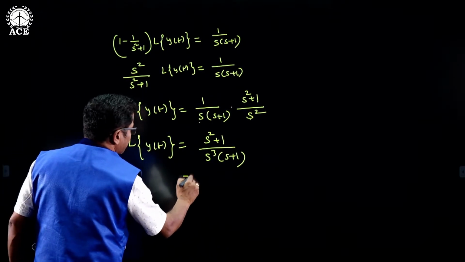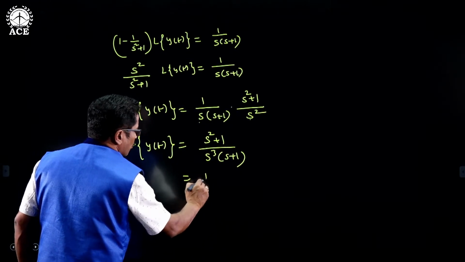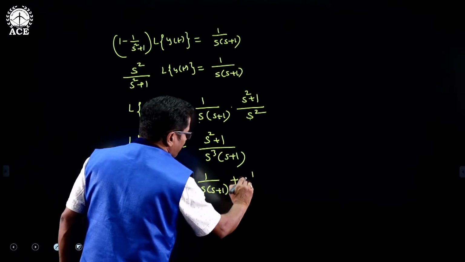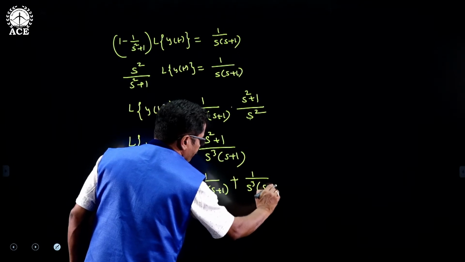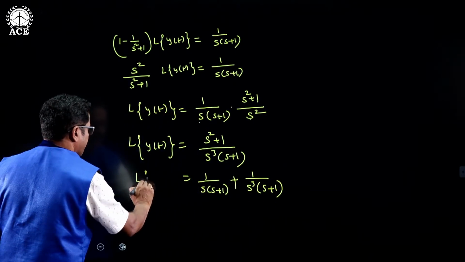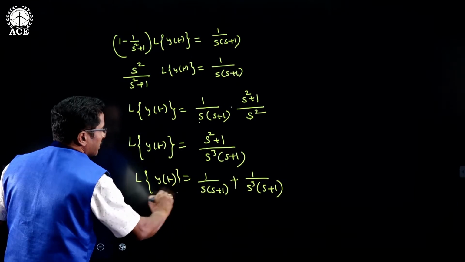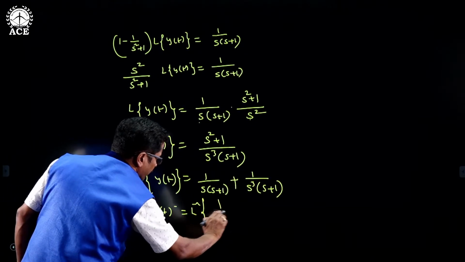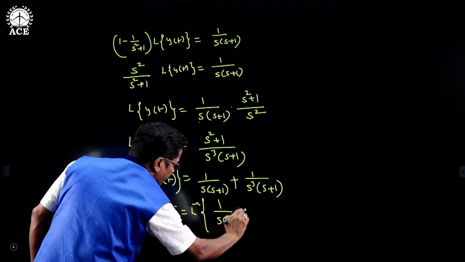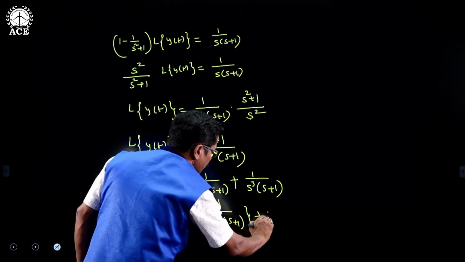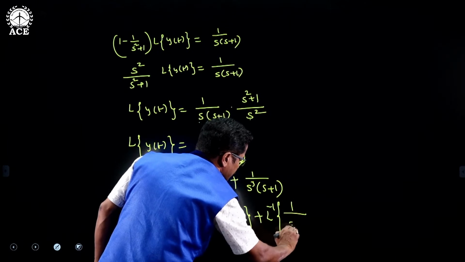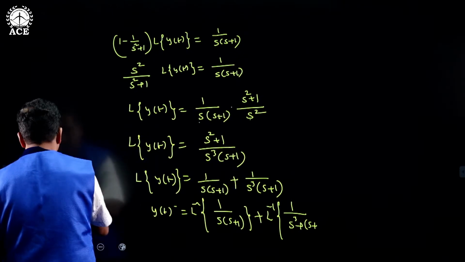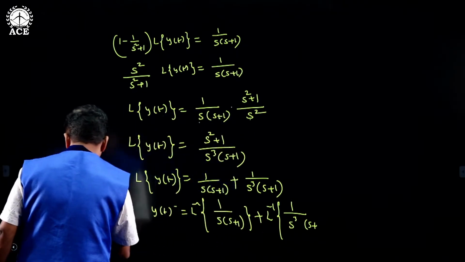So now I will simplify this. s square by s cube (s plus 1) means 1 by s into (s plus 1), plus this will be simplified to 1 by s cube into (s plus 1). So this is L of y of t. Okay. Now y of t equals L inverse of 1 by s into (s plus 1). For an individual term I am directly writing: L inverse of 1 by s cube into (s plus 1).